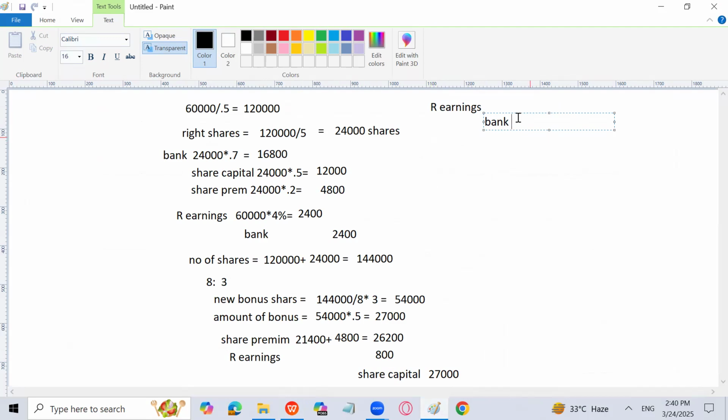Now let's see what are the shares available. Previous shares were 1,20,000. Then we have issued the right shares of 24,000. So 1,44,000. And now we have issued also the bonus shares. And the number of bonus shares is 54,000. So what is the number of bonus shares now?